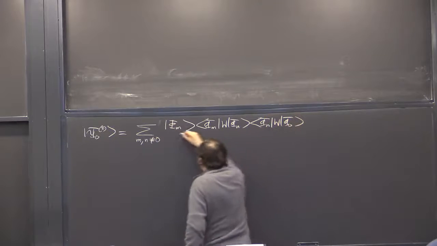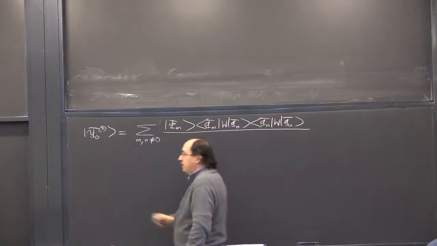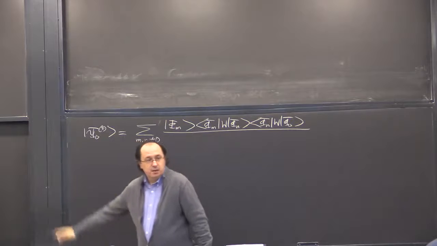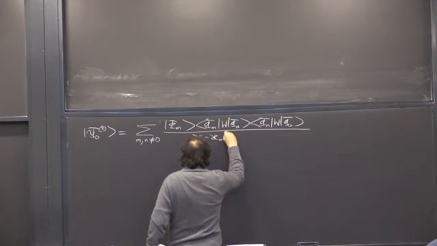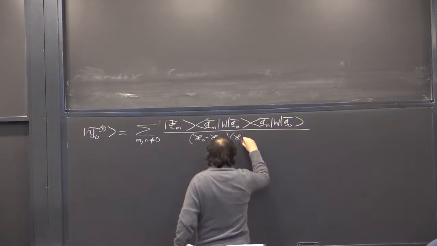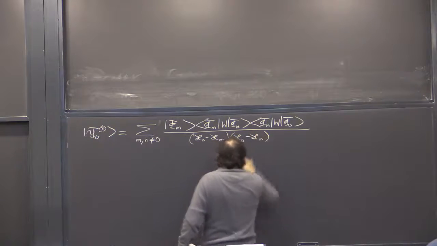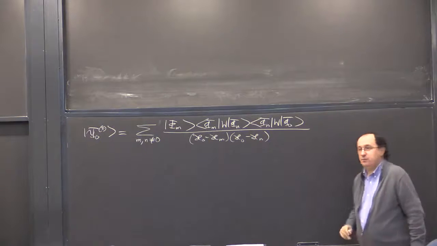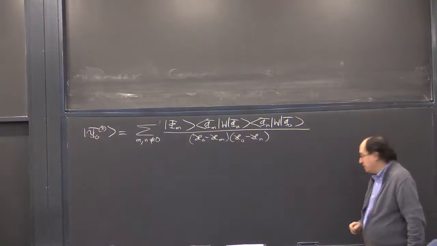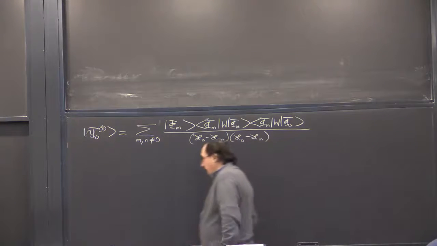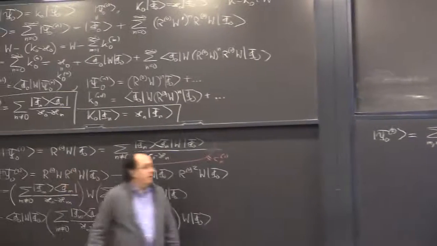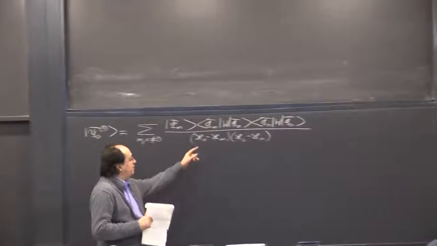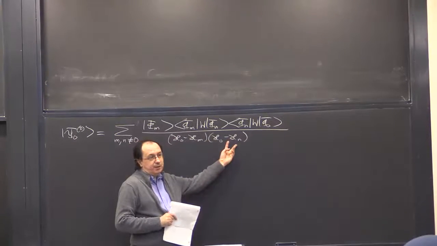Okay, and I'm done with what's in the numerator. Well, let's see. The denominator is, of course, the product of two perturbative denominators, kappa 0 minus kappa n times kappa 0 minus kappa n. Okay, and we are done with the leading term. You can see that it has this beautiful structure again, which is very characteristic of perturbation theory. You have a product of perturbation theory denominators.